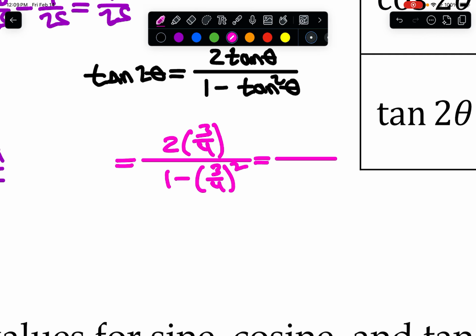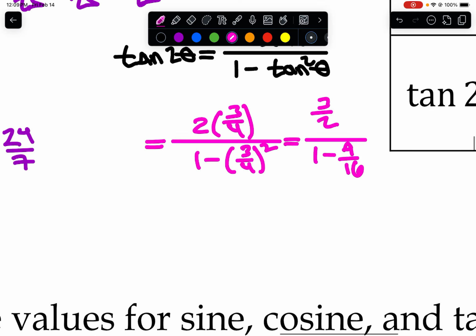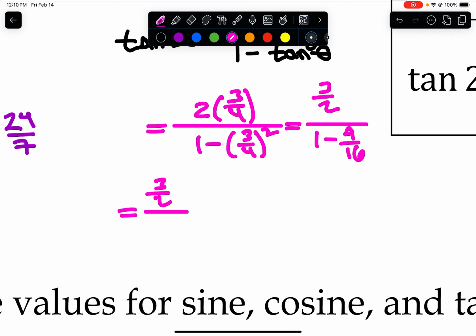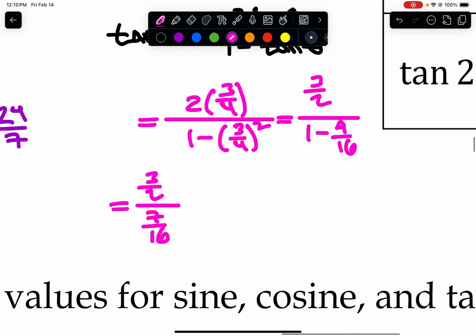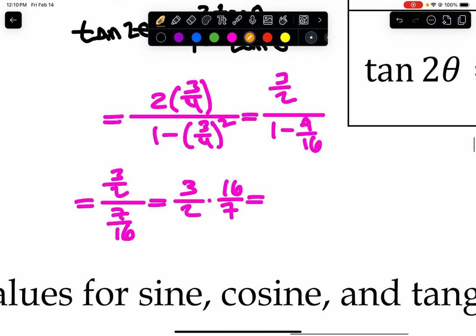So when I simplify in the numerator, 2 times 3/4 is going to give me 6/4, which is going to simplify to 3/2. And then in the bottom, we're going to have 1 minus 9 over 16, which when I rewrite, that's going to give me 7 over 16, which then I'm going to rewrite. So this is going to be 3/2 times 16 over 7, which I'm going to simplify.